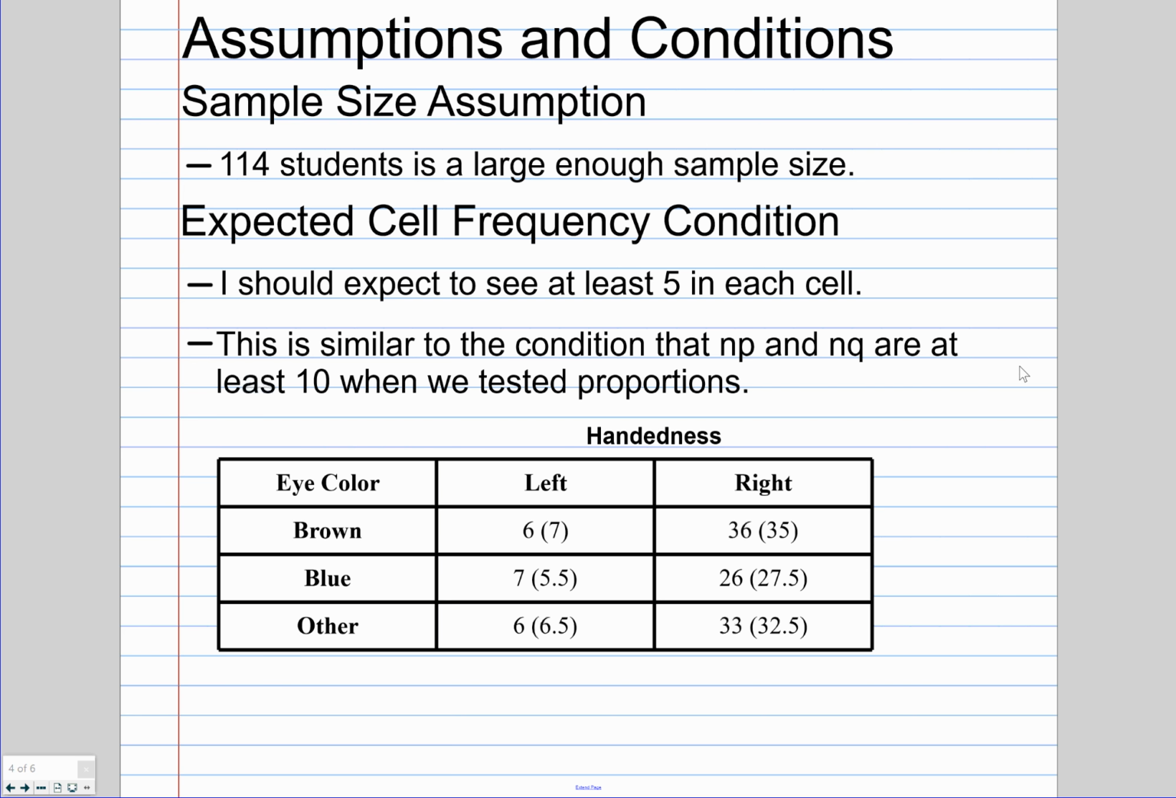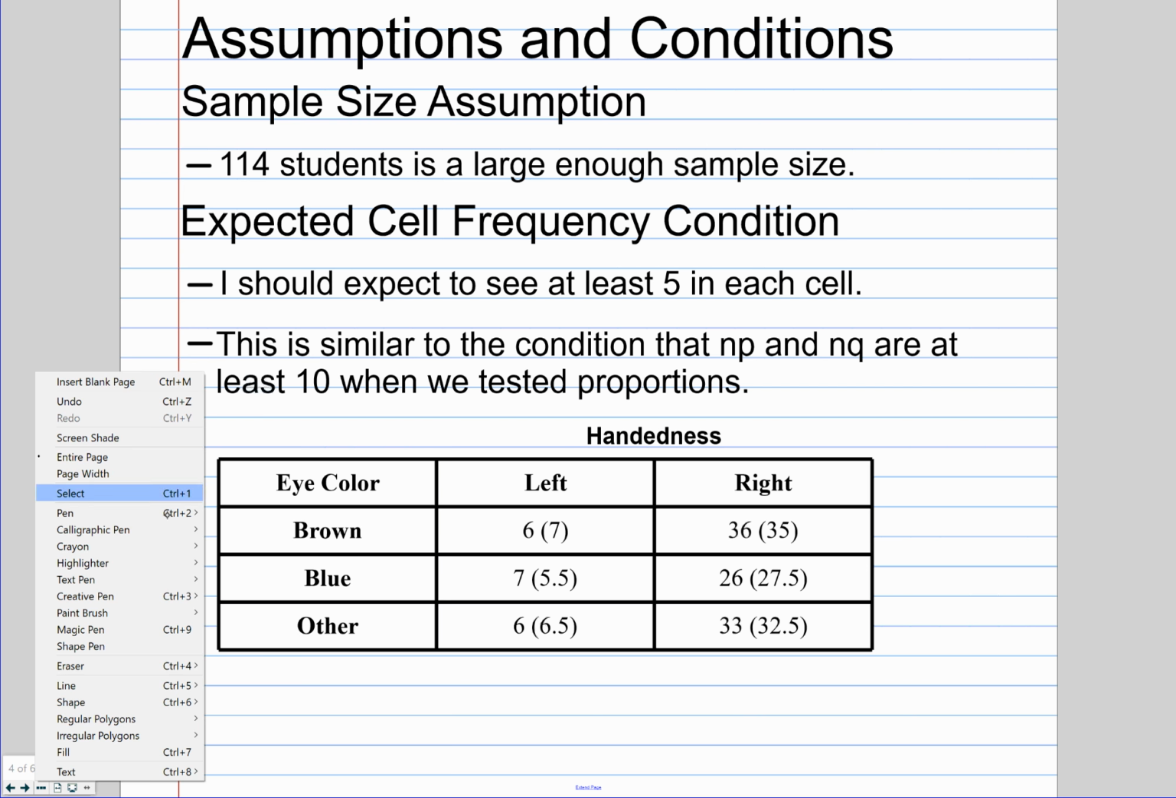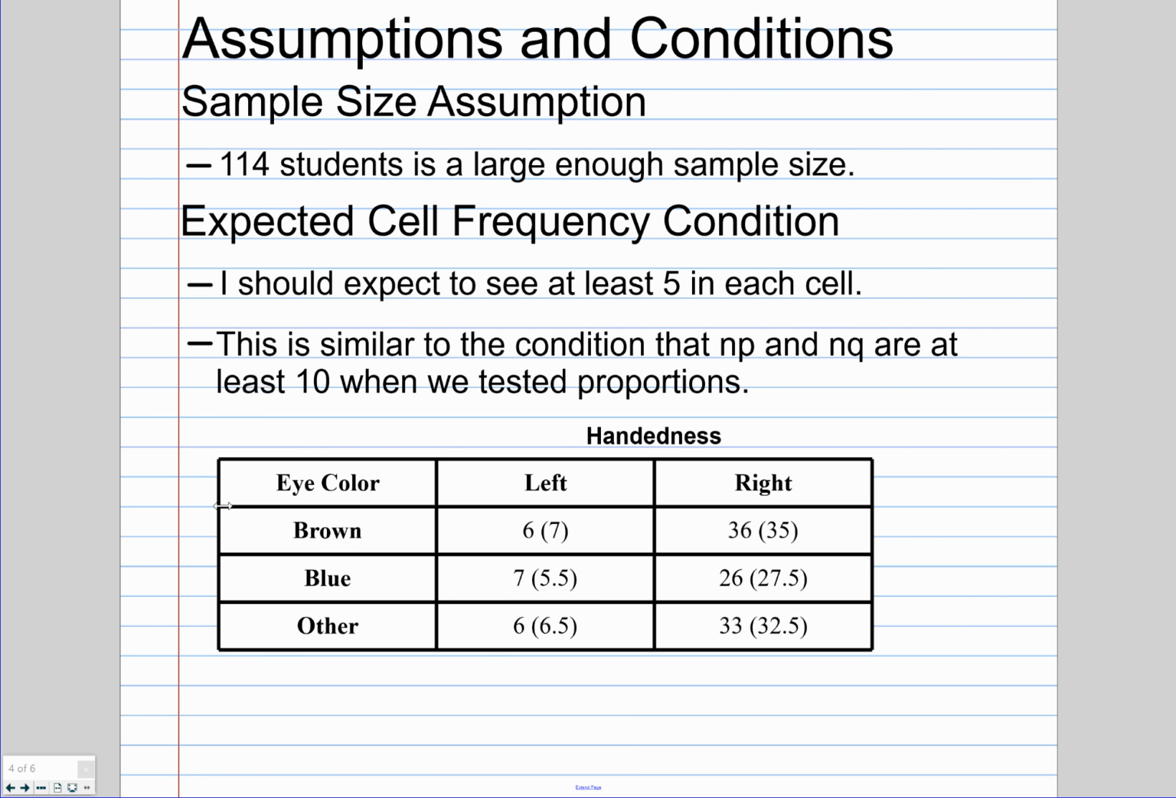So let's just show you how you could do it for left and brown, the first one. What is the row total? What's 6 plus 36? 40. Okay, wow. Times, what's 6 plus 7 plus 6? 13 plus 1. So 42 times 19 divided by 114.